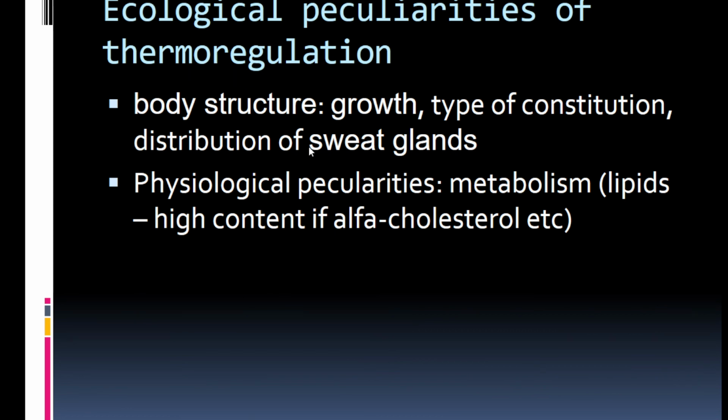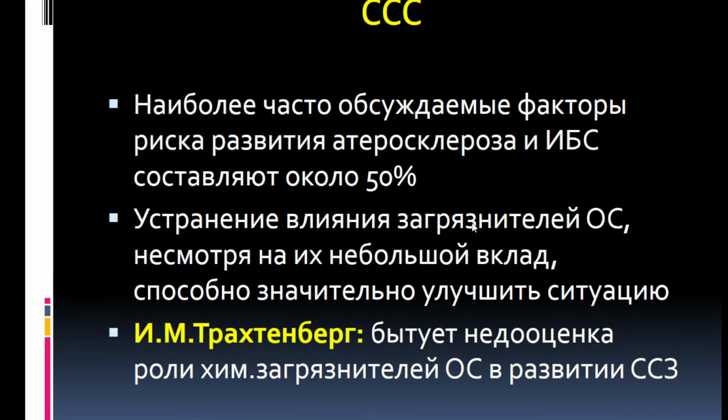Ecological peculiarities of thermoregulation are expressed in body structure, different growth, type of constitution, distribution of sweat glands. Physiological peculiarities are expressed in different intensity of metabolism. For example, lipids, a high content of alpha cholesterol in persons who live in northern regions, etc.